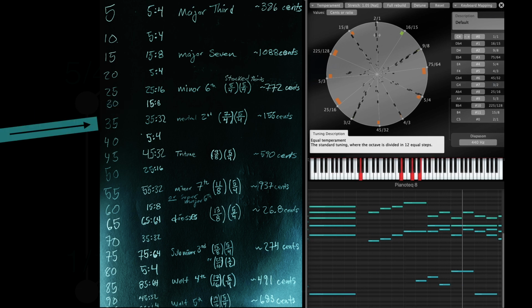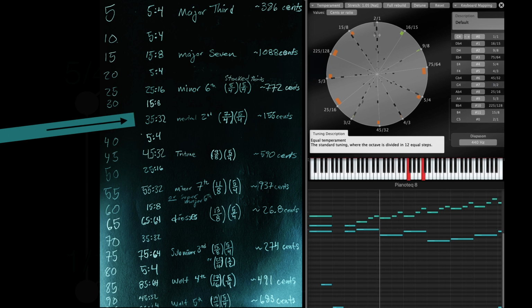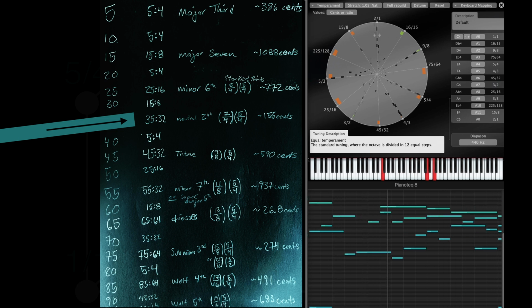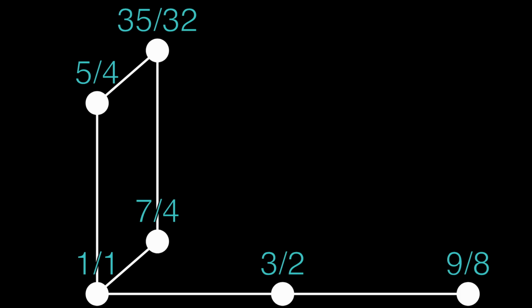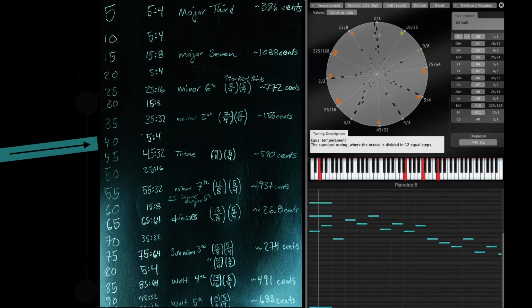Now 35 gives us another unique interval, irreducible in its fraction, 35 over 32. And this is a neutral second. It is the major third above the 7th partial. So 7 times 5 is 35. This is the mixture of 7 and 5-limit intervals. Next we have 40, which will reduce again to 5 over 4.